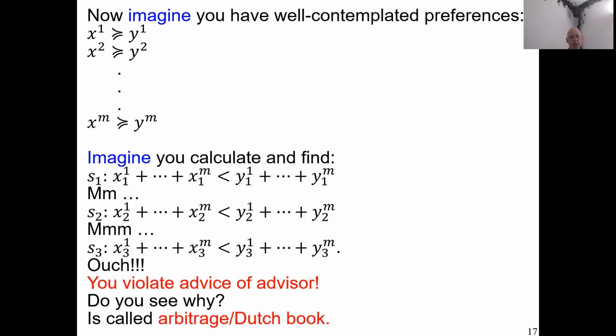If you violate the conditions in this particular manner, then we say that there is a Dutch book in your preference system, or that arbitrage can be made against your preference system. So if arbitrage can be made against your preferences, it means you're violating transitivity or monotonicity or the additivity condition. You're violating the advice of your advisor.